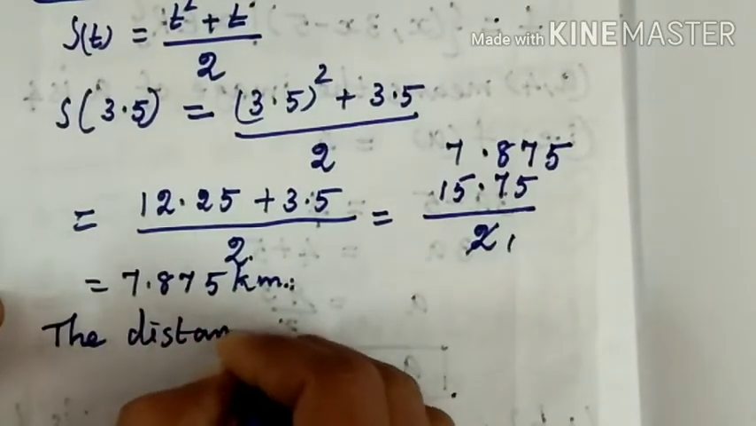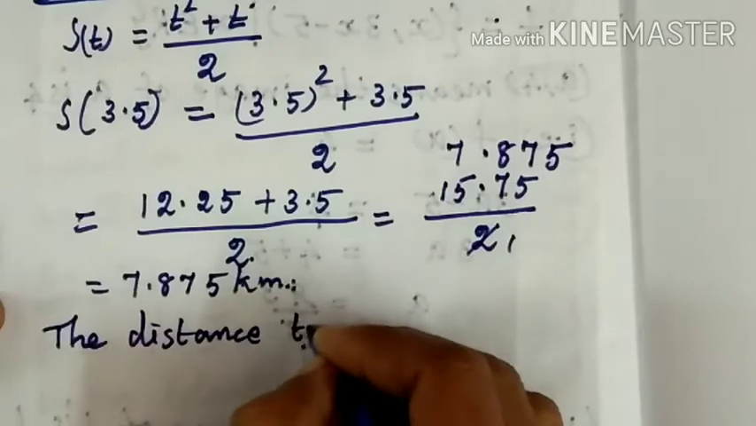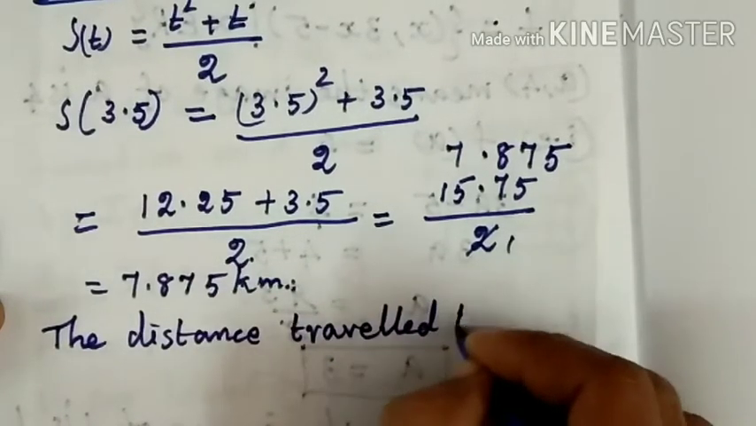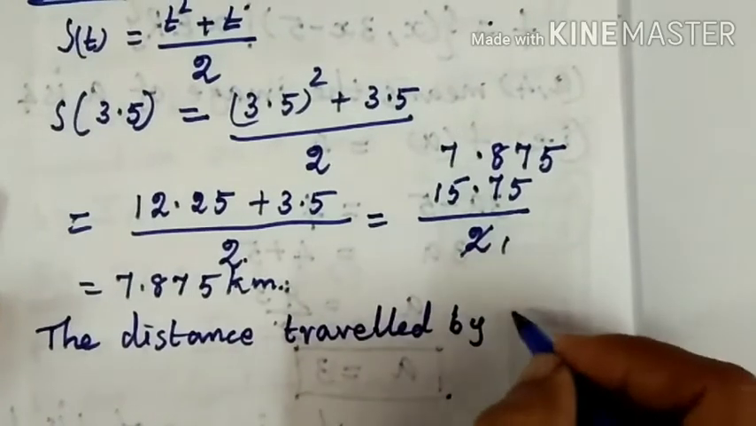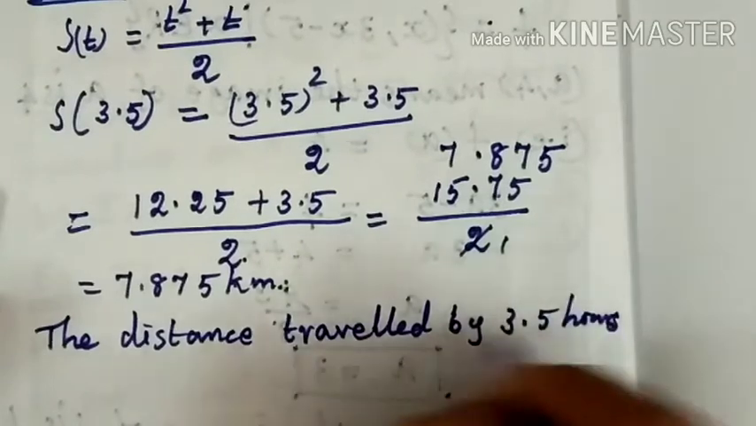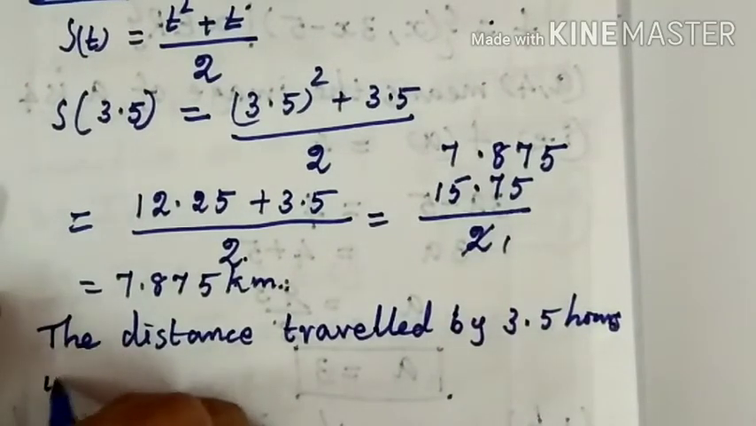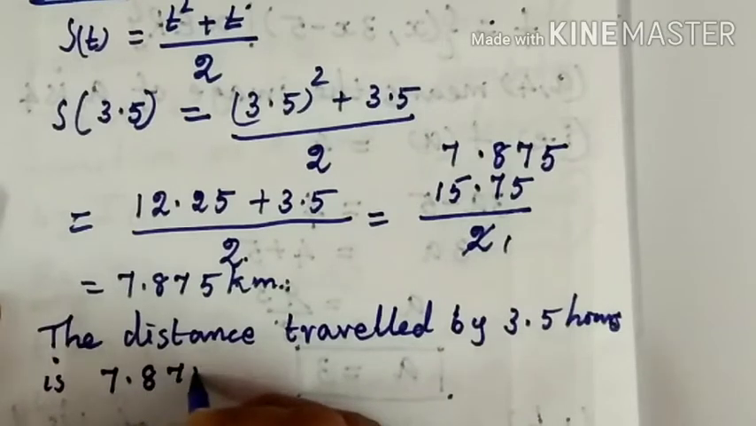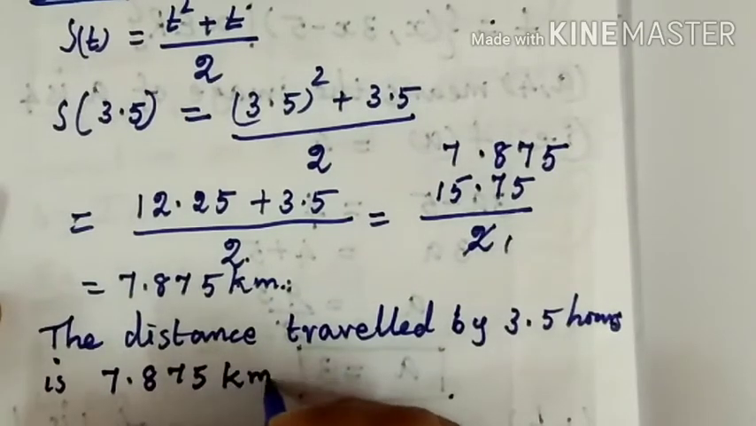The distance travelled by 3.5 hours is 7.875 kilometers.